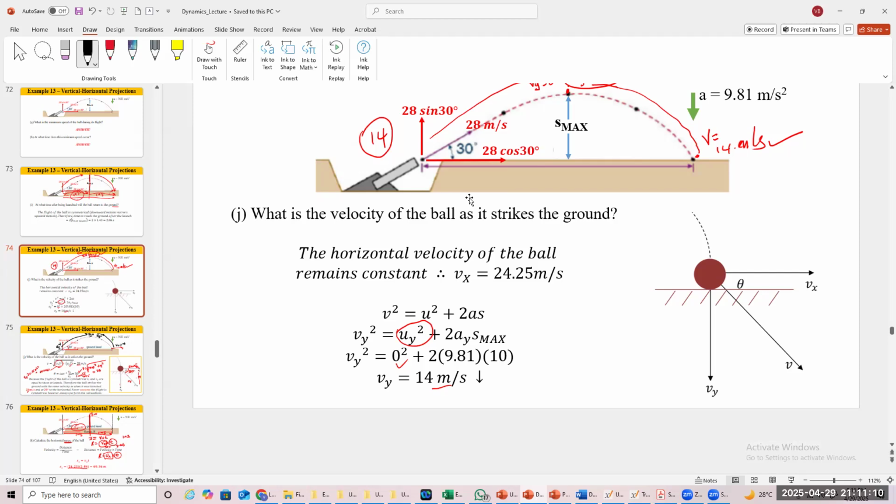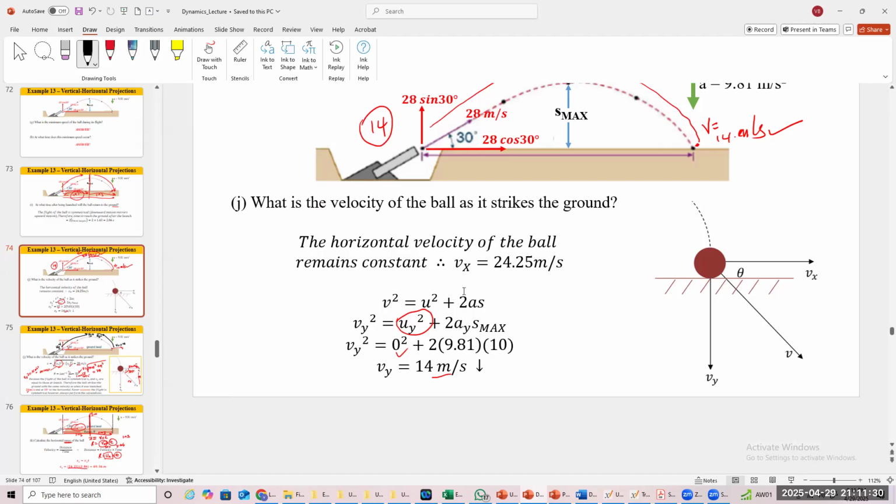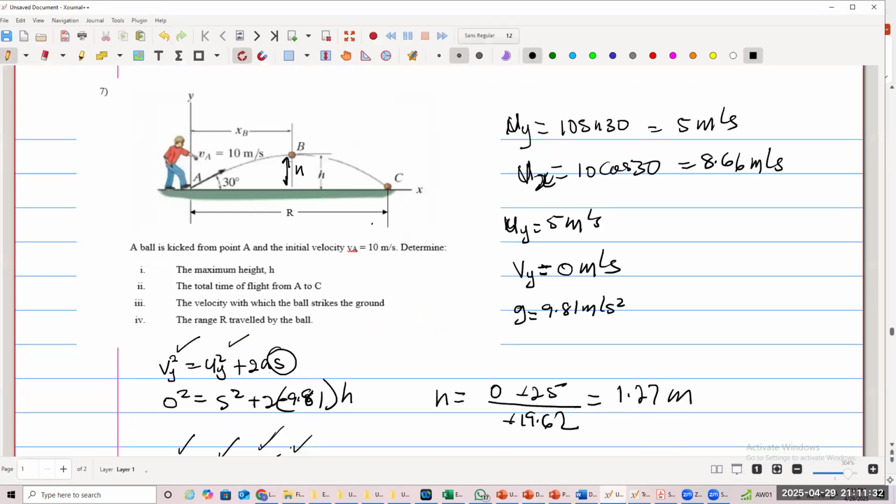So what is the velocity of the ball before it strikes the ground? The horizontal component of the ball remains constant. So the Vx where it started, in the problem we're doing now, the Vx is 8 point something. Don't you remember that? So you're going to work out the Vy for the second part now. Let's go back to the slide, please. This one here.